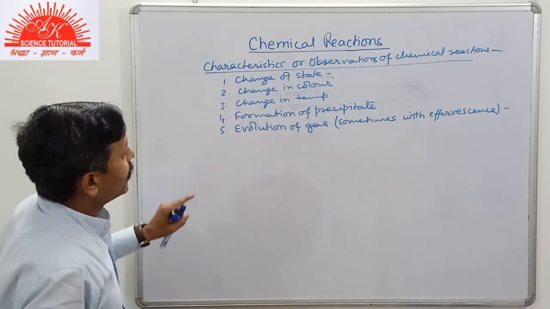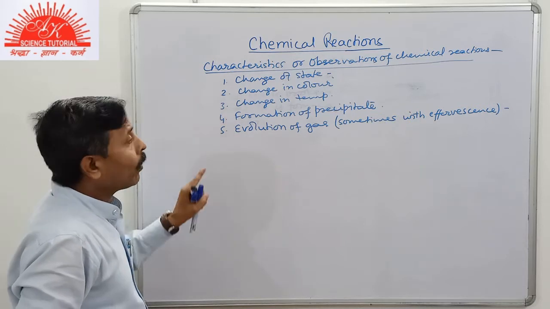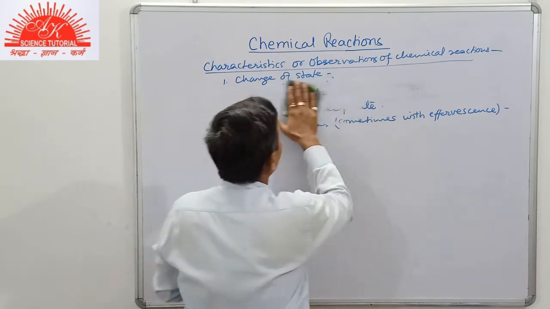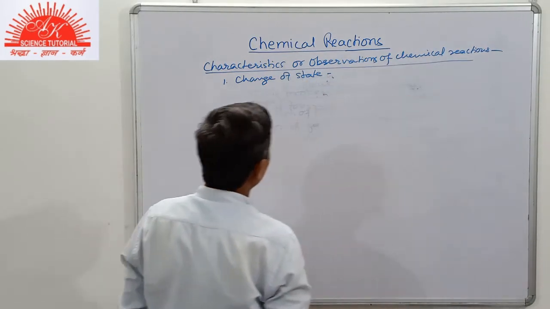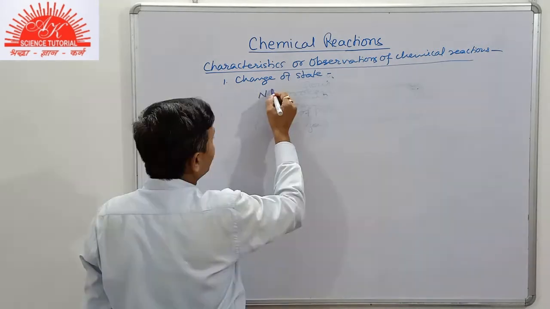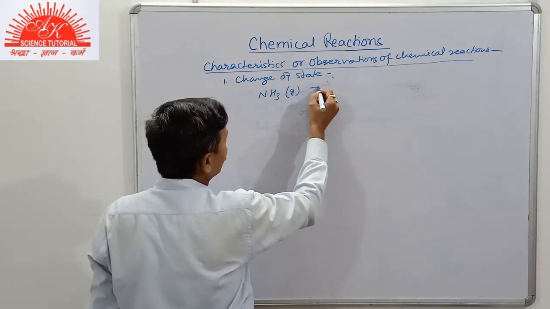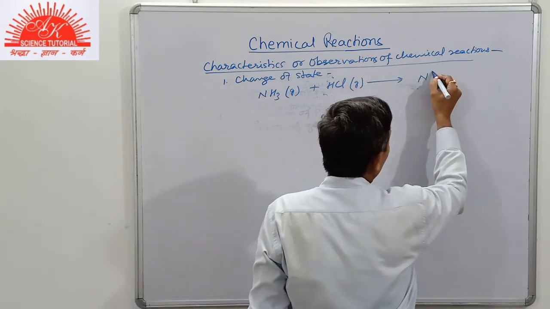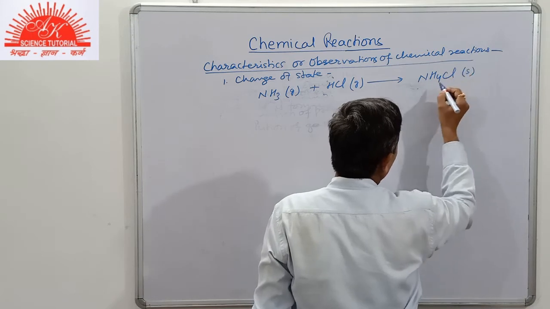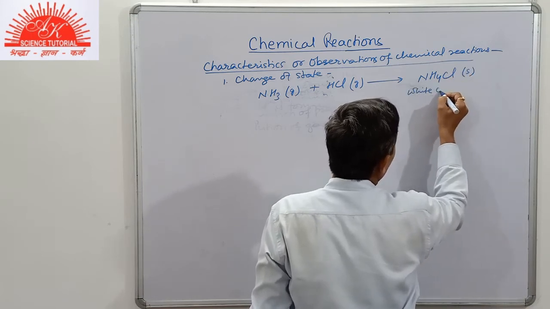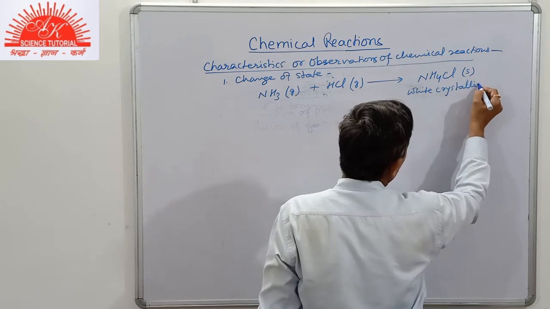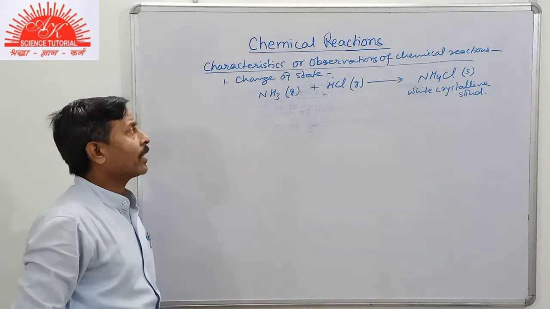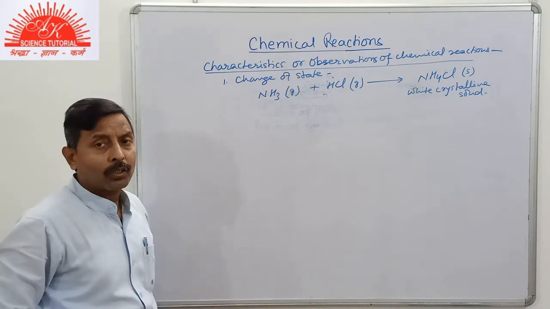Now, students, we can explain all these things one by one. Here the first is change in state. Suppose ammonia, which is a gas, is mixed with HCl gas, then it forms NH4Cl, that is a solid, white, crystalline solid. So this is the change in state. The gases reacted to form a solid.